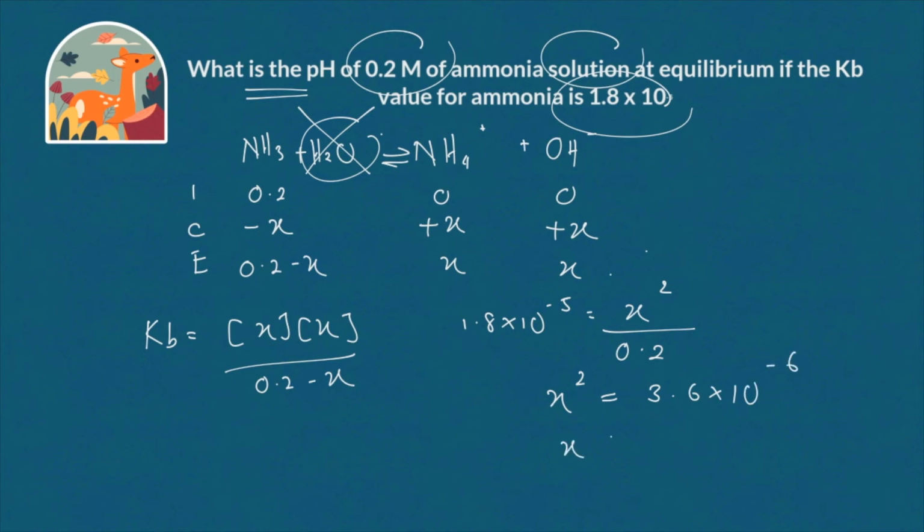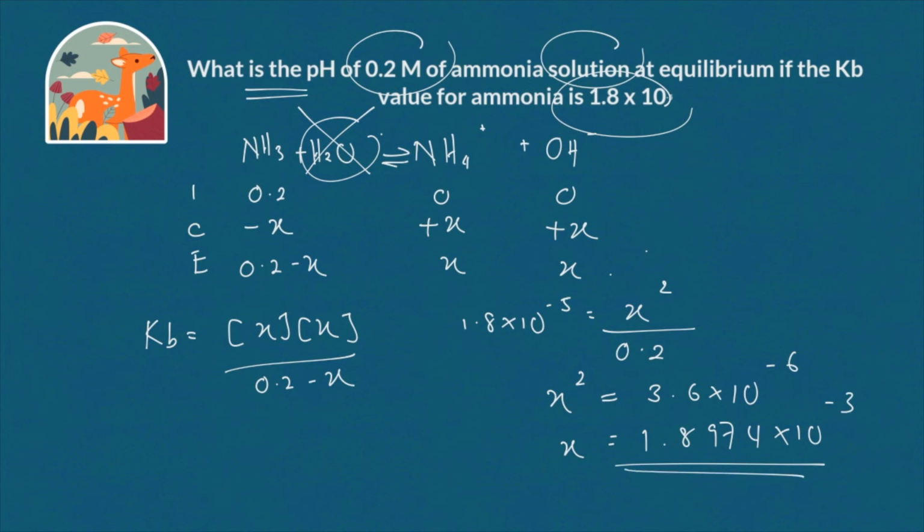So you're going to do a square root of this value and then you can get the value of X, which is equivalent to 1.8974 times 10 to the power of negative 3.